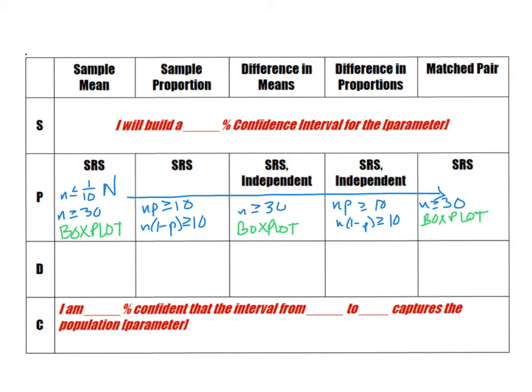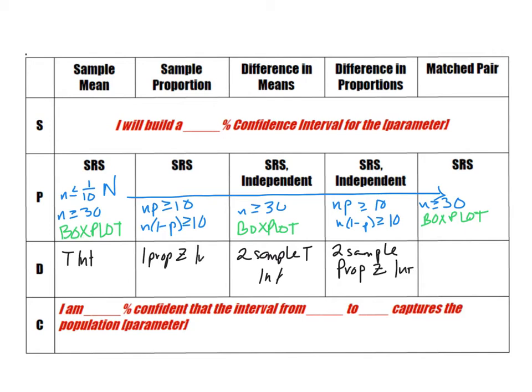Okay? Now the do portion of this should always be done in the calculator. And then we just write down, you do a t interval here. You do a 1 proportion z interval here. You do a 2 sample t interval here. You do a 2 sample proportion, and just again it's a z interval. And for a matched pair, that actually is a t interval.